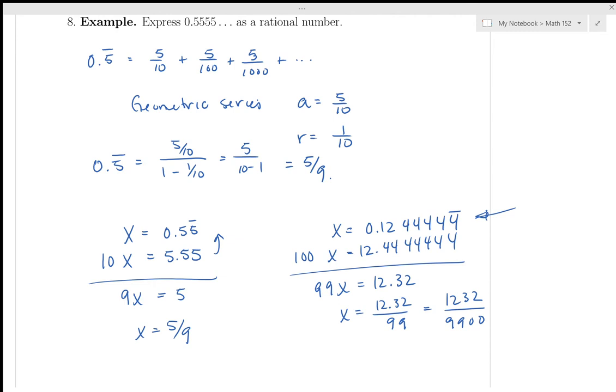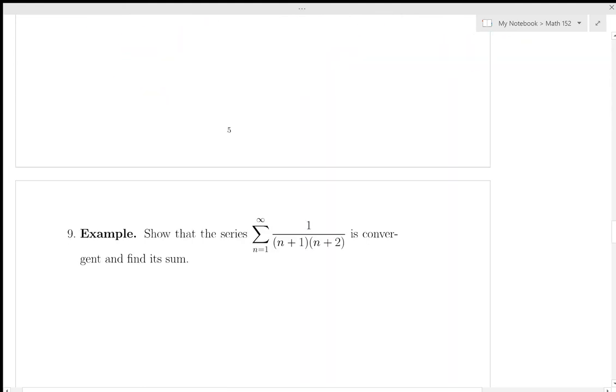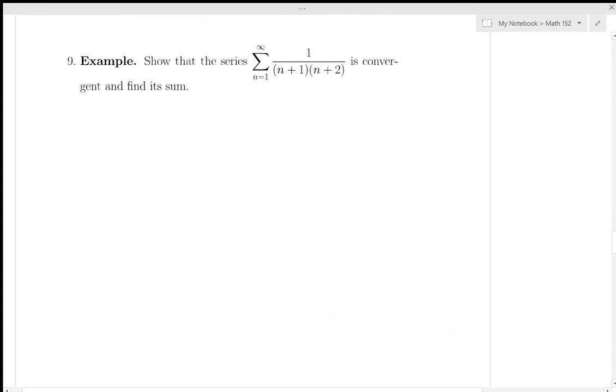Okay, next one. This is a particular type of series, and we're going to see partial fractions come into the mix here. We're being told, show that this series is convergent and find its sum. Okay, so I'm just going to note one thing. I'm going to notice that the limit as n goes to infinity of 1 over n plus 1 times n plus 2 is 0. So this is a necessary condition for convergence, but it's not sufficient.